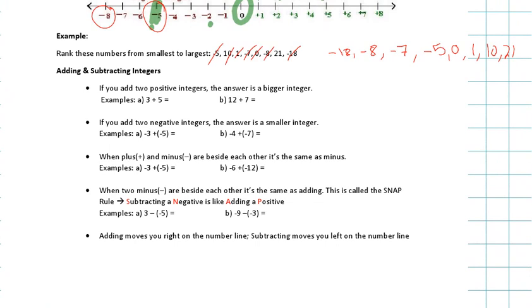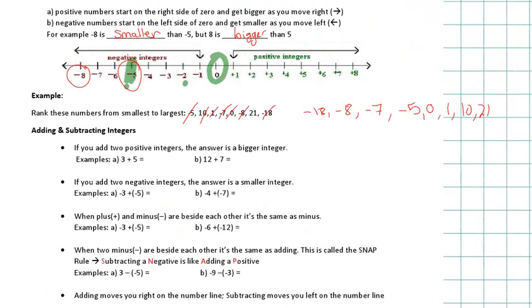So when you're adding two positive integers, like me telling you what's 5 plus 5, or what's 5 plus 6, or what's 5 plus 17, I'm adding two positive integers. When you add them, your answer is going to be a bigger positive integer. So if I do 5 plus 10, what am I going to get? 15. That's a bigger, positive integer. Good. So what's 3 plus 5? 8.